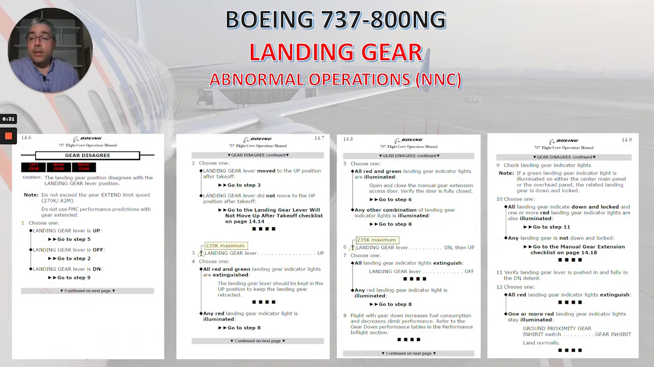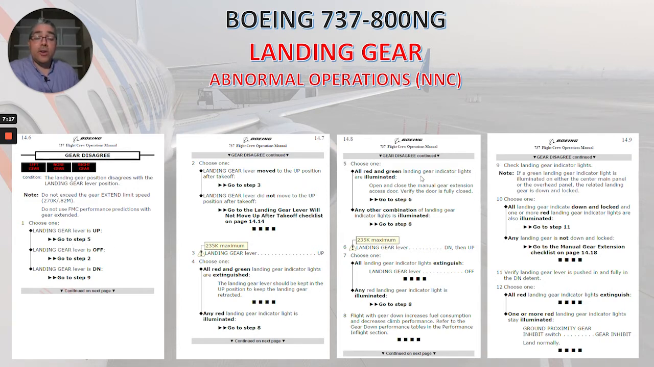Now let's see what the gear disagree non-normal checklist says. Condition, the landing gear position disagrees with the landing gear lever position. Note, do not exceed the gear extend limit speed, 270 knots, Mach 0.82. Do not use FMC performance predictions with gear extended. Choose one. Landing gear lever is up. We'll go to step 5. Step 5 says choose one.